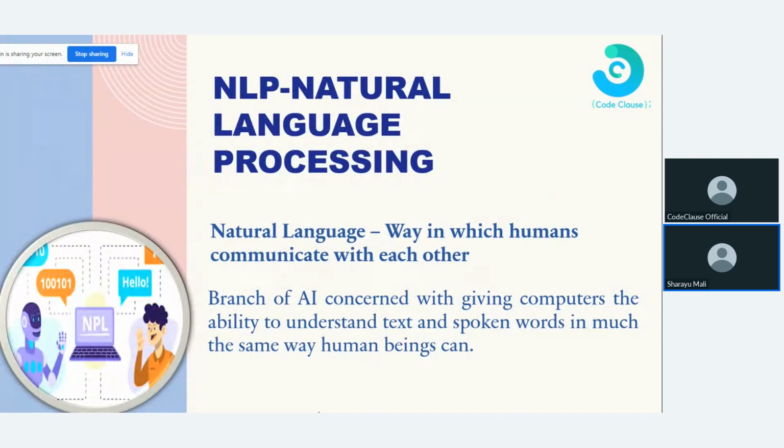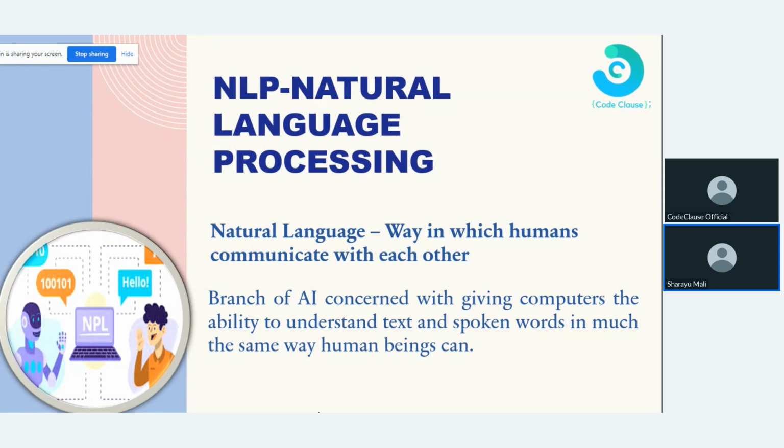So let's come to some branches of AI that are majorly in use today. First is NLP, that is natural language processing. Natural language is the way in which humans communicate with each other. It is not restricted to any specific language like English or Hindi or Marathi. NLP is a branch of AI that is concerned with giving computers the ability to understand text and spoken words in much the same way as human beings can.